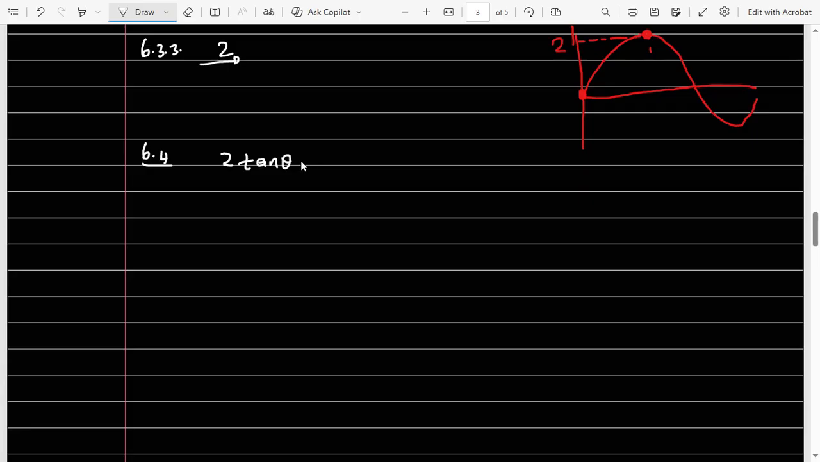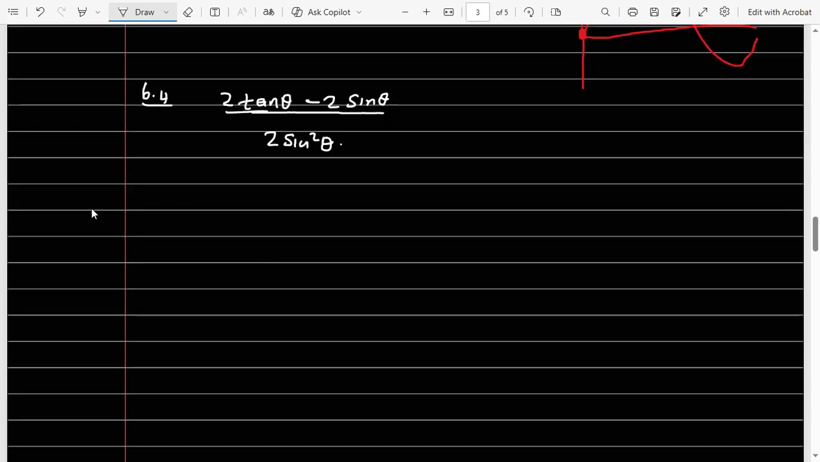Then we subtract 2 sine theta, everything divided by 2 sine squared theta. Okay, so let's start with method 1, and I'm looking forward, guys, to your comments.